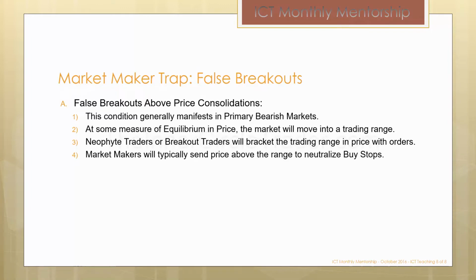But market makers will typically send price above the range to neutralize buy stops. So they're going to focus primarily on one side of the marketplace. And again, assuming that the market is primarily bearish, that's what the market maker's MO is going to be. Okay, their playbook is to run the buy stops above the marketplace.